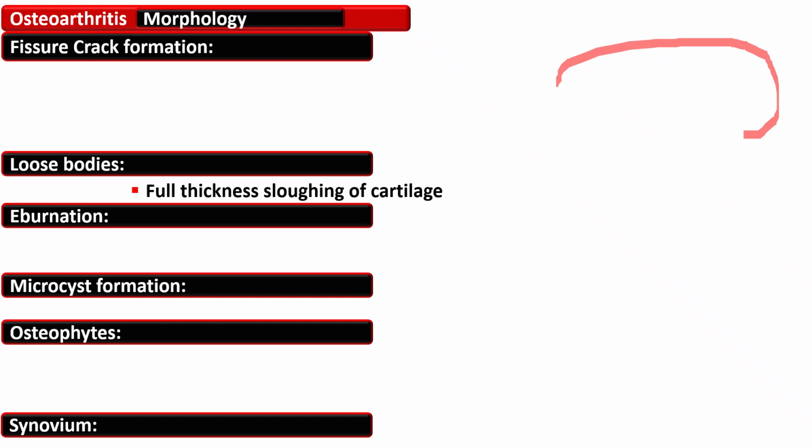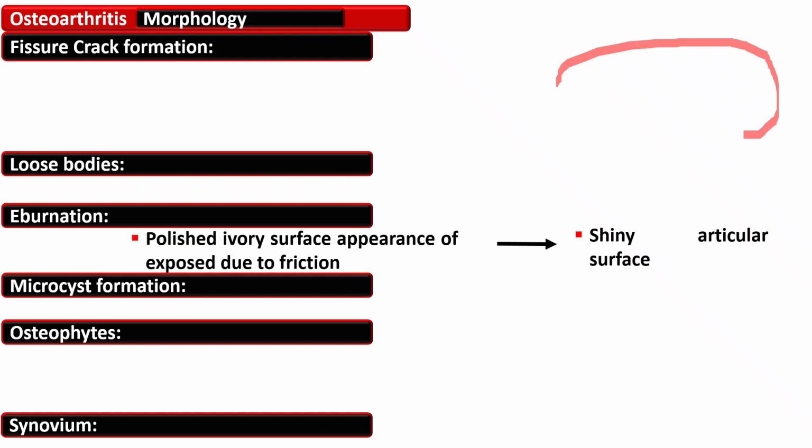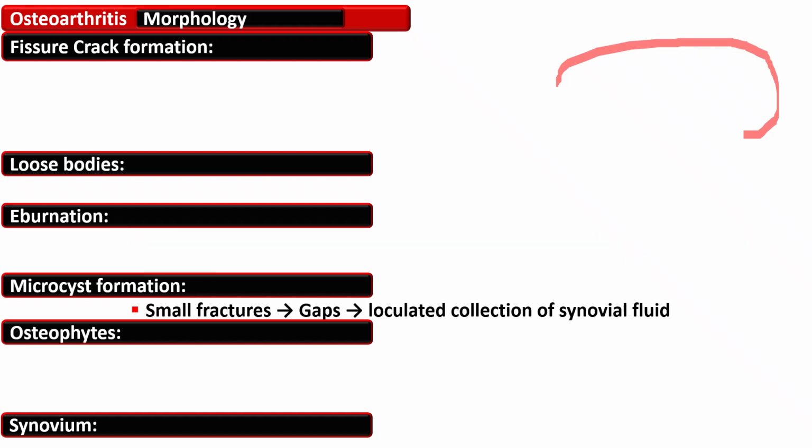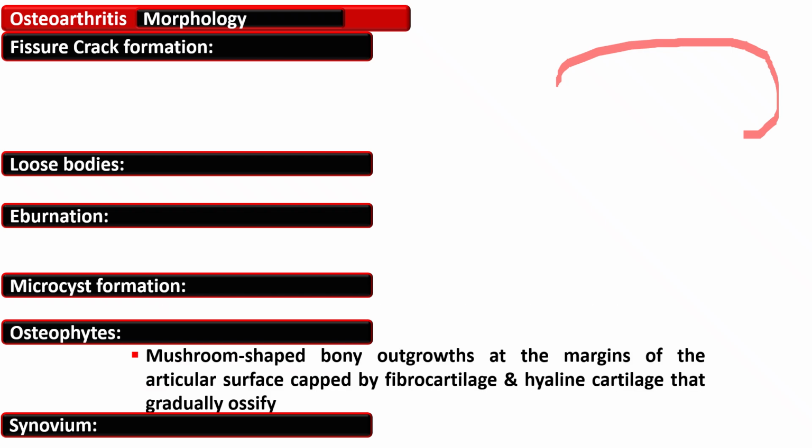Loose bodies are formed due to full thickness sloughing of the cartilage. Then eburnation is due to friction of the joint surface. The exposed joint surface is now eburnated, and it is a shiny articular surface basically. Microcysts are formed due to collection of the synovial fluid within the gaps that are formed, and a small flexure inside. And osteophytes we have earlier discussed.